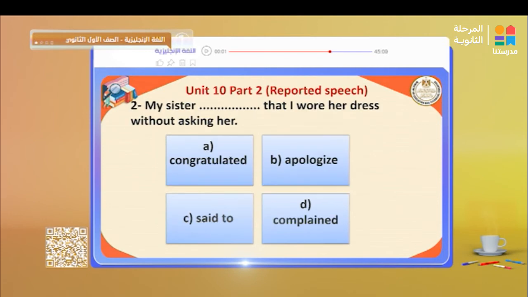Question number 2. My sister, that I wore her dress without asking her. Of course, my sister is angry because I wore her dress without asking her. So my sister congratulated, apologized, said to, or complained. Yes, complained means that she's angry and she's saying why I wore her dress without asking her. So she complained that I wore her dress without asking her. We said that we can use verbs like complain, like agree, like admit, not only said or told.